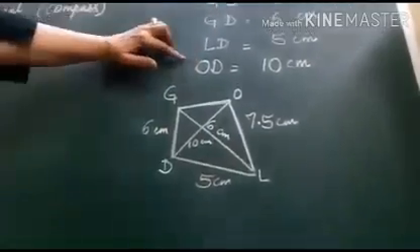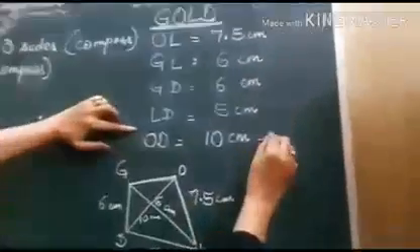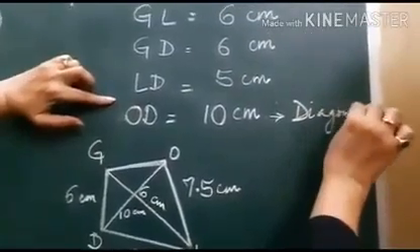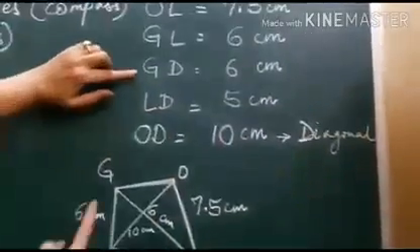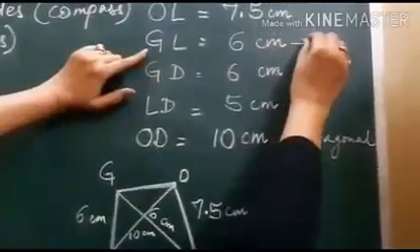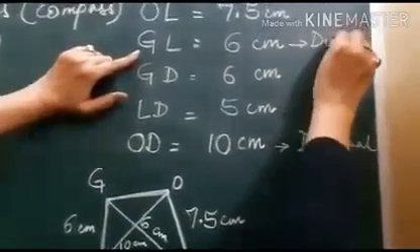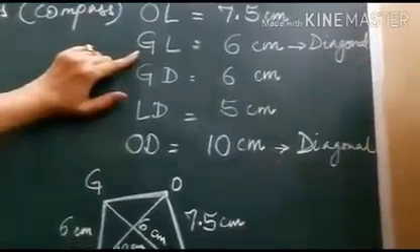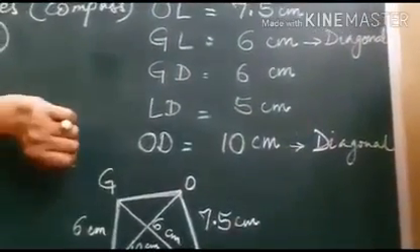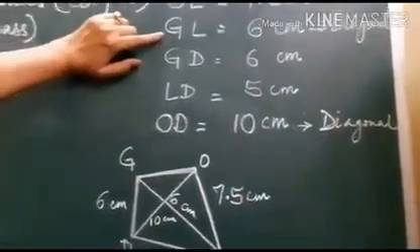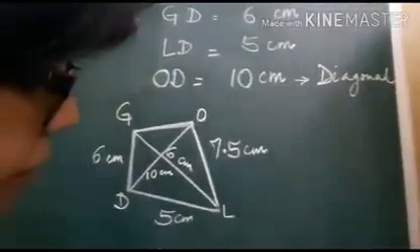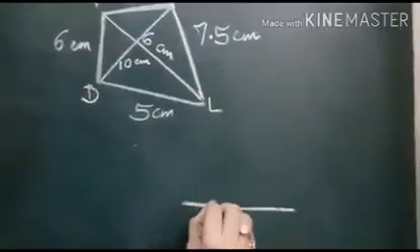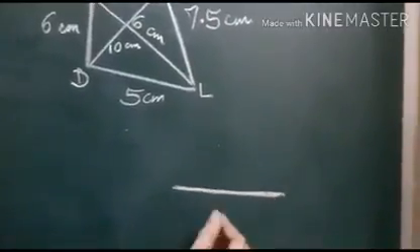So which are the two diagonals? This one is a diagonal, and GL is the diagonal. So we should mark them so that we know where to start from. We will start from one of the diagonals. So let's draw GL. This is again a rough sketch. First you will draw GL. Its measure is given as 6 centimeters.